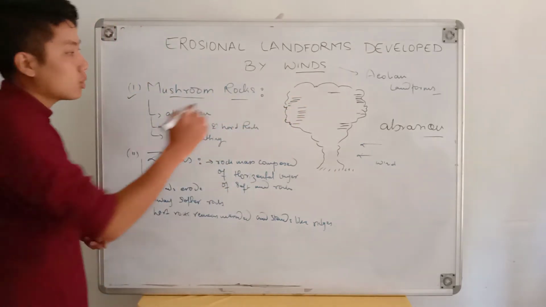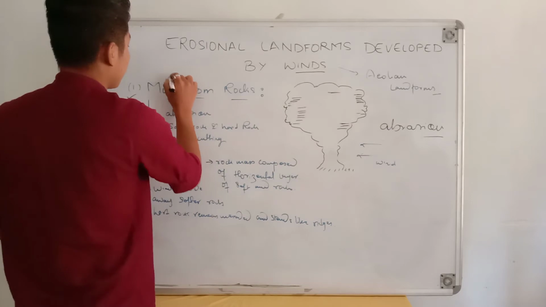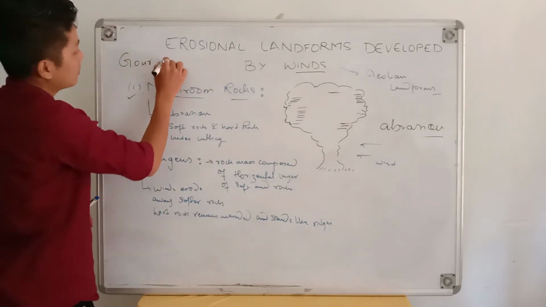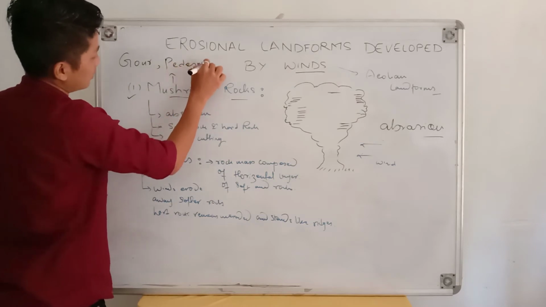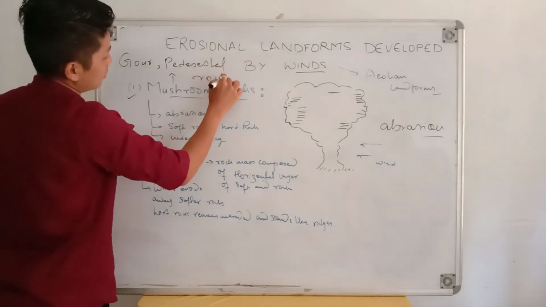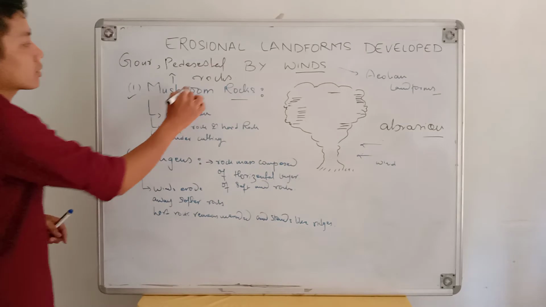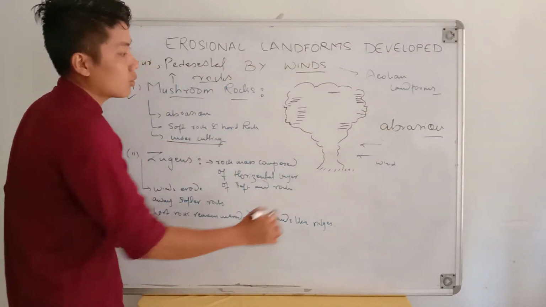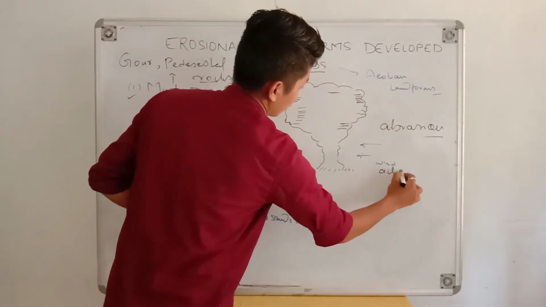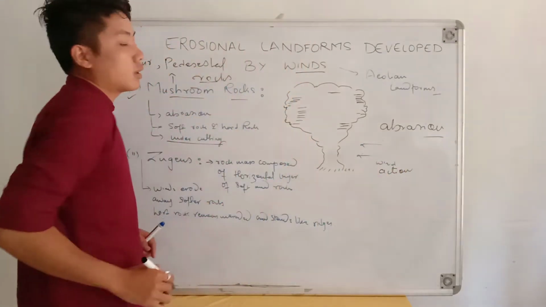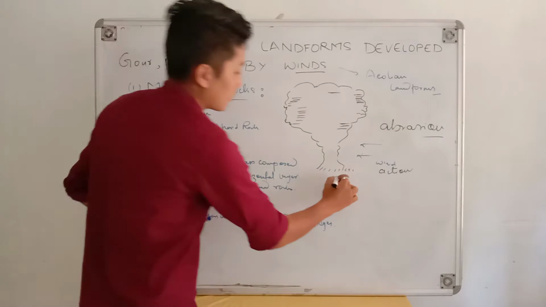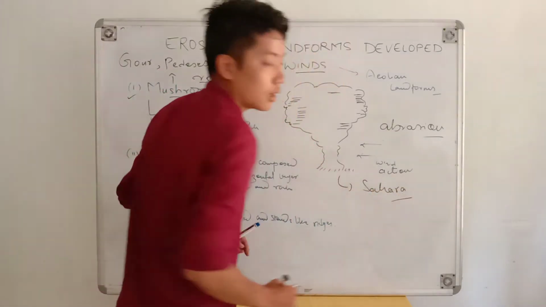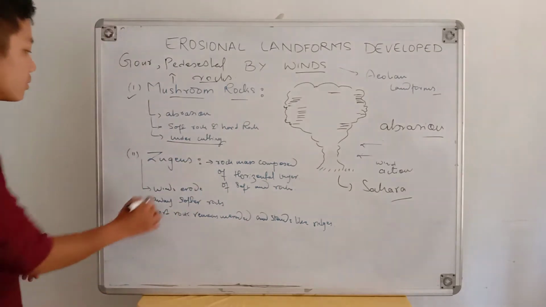Mushroom rock is also known as gour in different countries, and as pedestal rock. Basically it is formed by the undercutting of rocks by wind action. This kind of landform is mostly found in the Sahara desert in Africa.